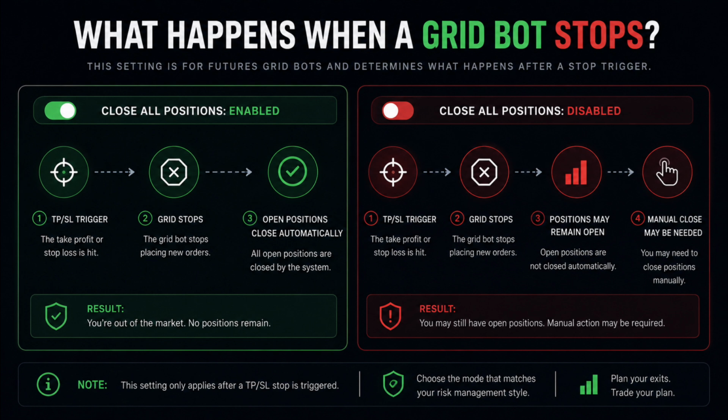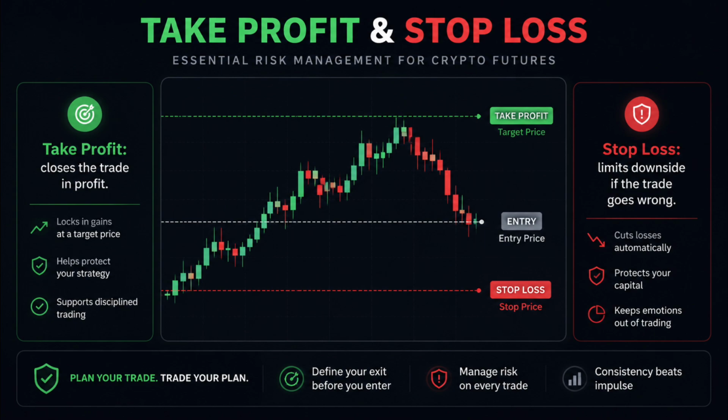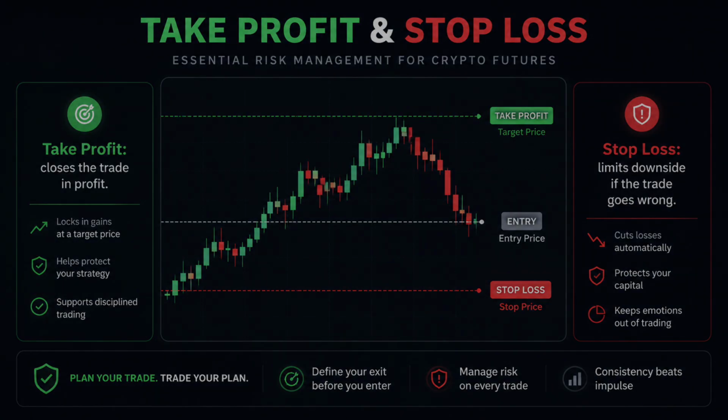The simple way to remember it is this: take profit protects your profit plan. Stop loss protects your risk plan. Price, PNL, and ROI percent are different ways to define the trigger. Last and mark decide which price reference is used. And in bots, close position settings decide what happens to open positions when the bot stops. TP and SL are not just buttons, they are your exit plan.